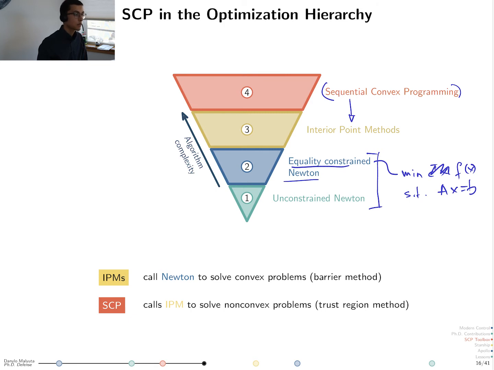Okay? Sequential convex programming is a natural extension of that idea, in the sense that it can use interior point methods at each step in order to solve a non-convex problem. So it's like the next layer of the cake in this hierarchy. Okay? I think that's a comfortable way to think about this new family of methods.